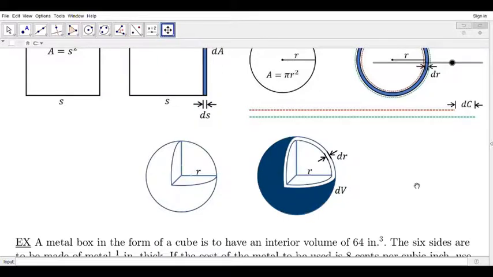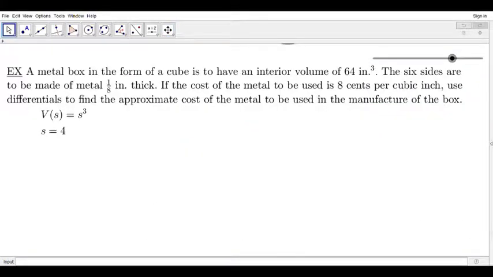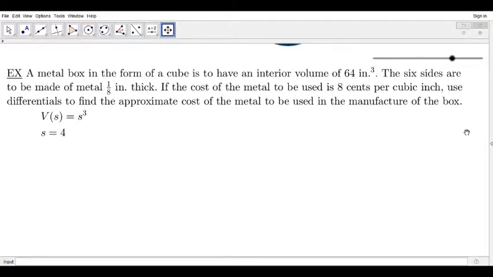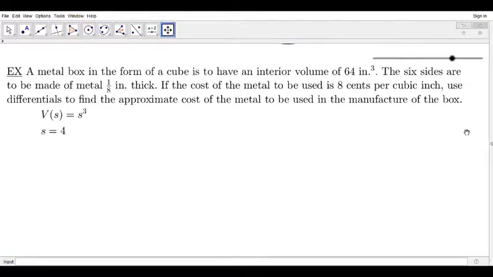For our next example, a metal box in the form of a cube is to have an interior volume of 64 cubic inches. The six sides are to be made of metal 1/8 of an inch thick. If the cost of the metal to be used is 8 cents per cubic inch, use differentials to find the approximate cost of the metal to be used in the manufacture of the box. It's 8 cents per cubic inch.